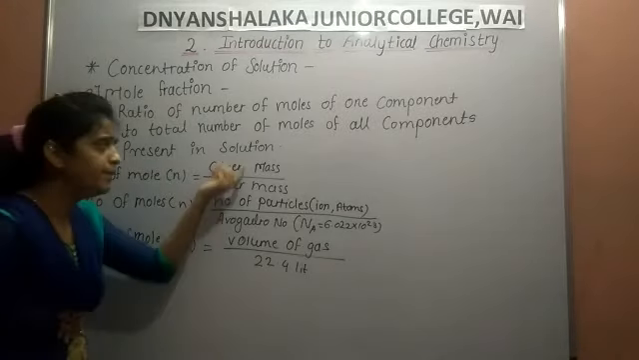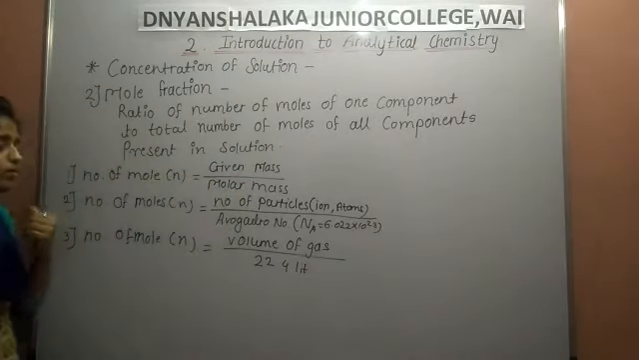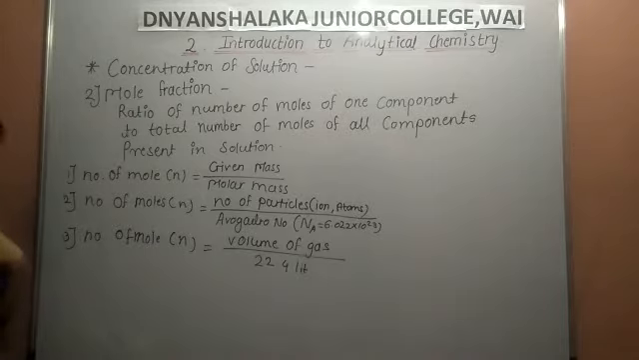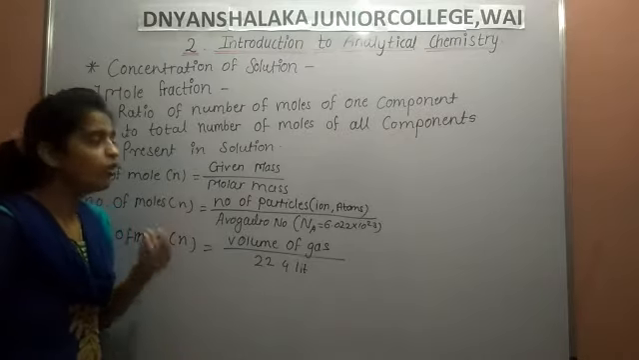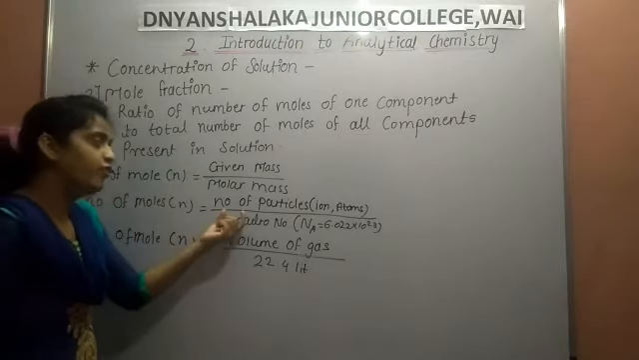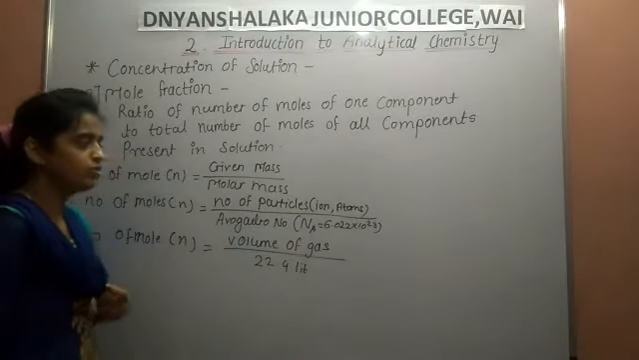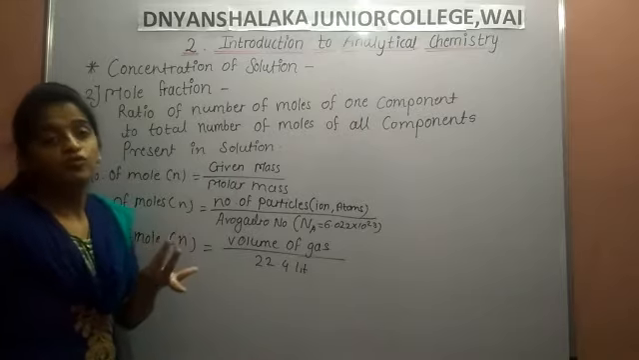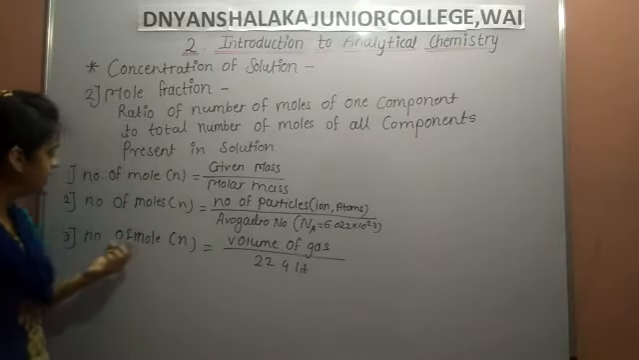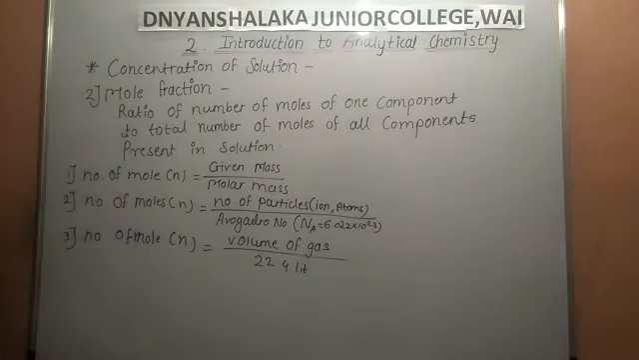In some examples the given mass is given, so given mass divided by molar mass we can calculate the number of moles. In some examples the given number of particles, or ions, atoms and molecules are present, so we find it through the second formula: number of particles divided by Na value, 6.022 into 10 raised to 23. And in third type of question, the volume of gas is given, so number of moles is equal to volume of gas upon 22.4 liter.